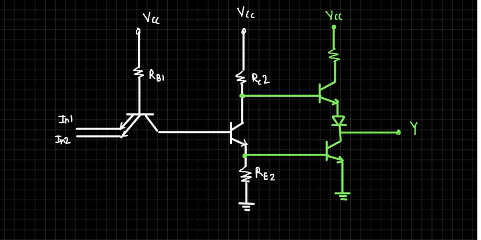So, what was the problem with the earlier case? When the output was low, there was a sufficient amount of current flowing through the resistor, so the resistor was playing a role there. How can that be solved? By putting these two transistors here and a diode. Such an arrangement is called a totem pole arrangement.